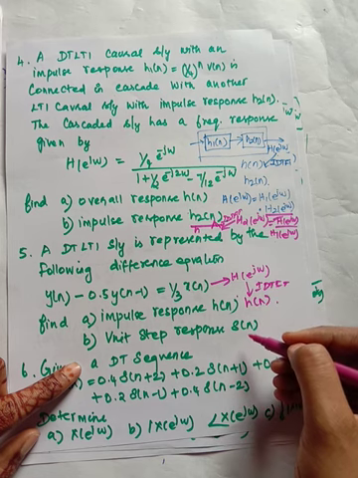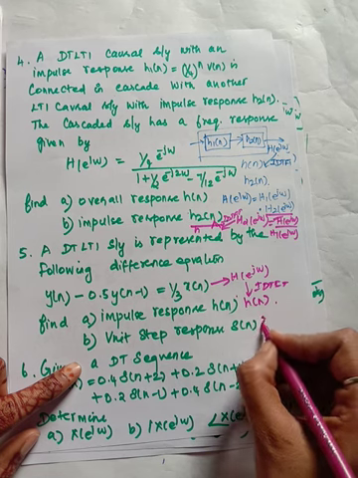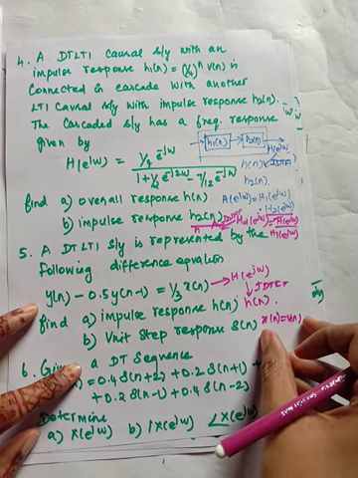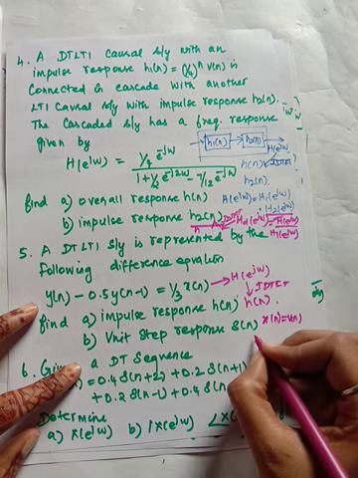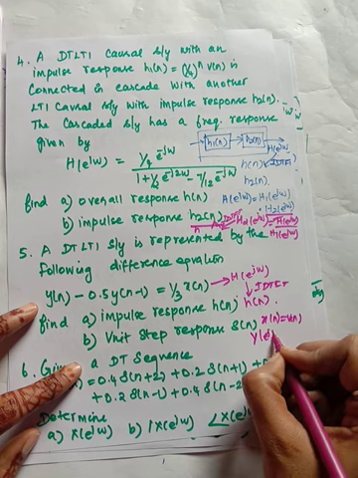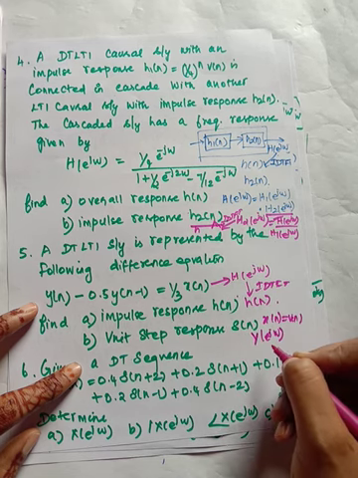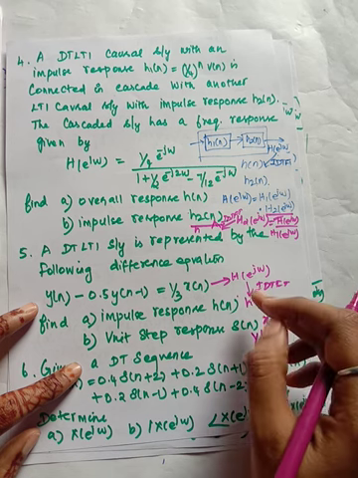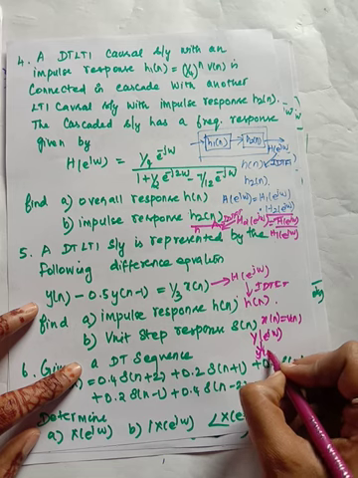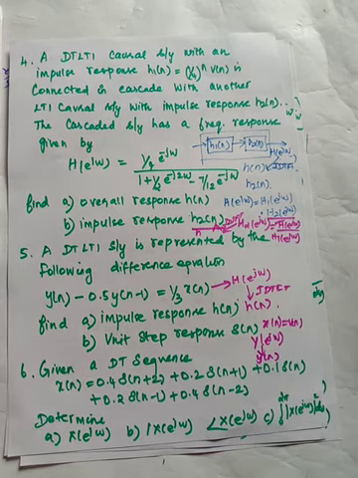In the second step, instead of this x of n you need to substitute u of n. Then you need to find the unit step response, that is, find Y(e^jω). After that you need to find y of n, which you do by taking the inverse DTFT. So this is the procedure.